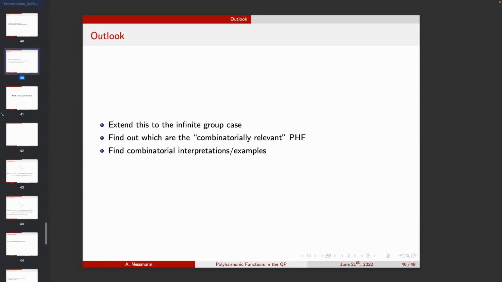Yes, but they work with harmonic functions, as far as I'm aware. For polyharmonic functions, I do not think the methods apply directly. I'm not 100% sure, but okay. Other questions? Then we are done for the day.